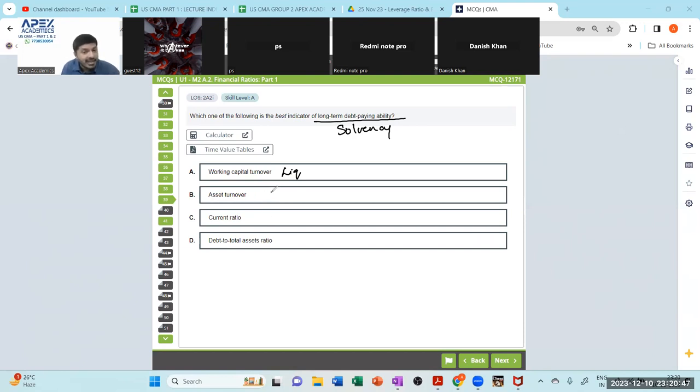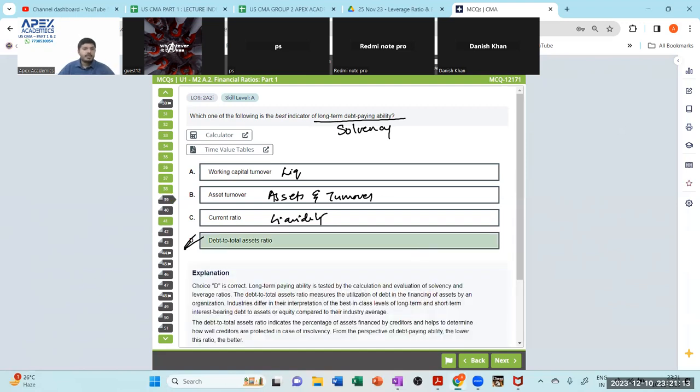Asset turnover is assets and turnover, which is sale. We have not yet discussed it. Current ratio is liquidity. What is your answer? Debt to total assets. Are you with me on that? Yes or no? So question number 39. What is your answer? Option number D. Please take a screenshot. Taken? Yes, sir.